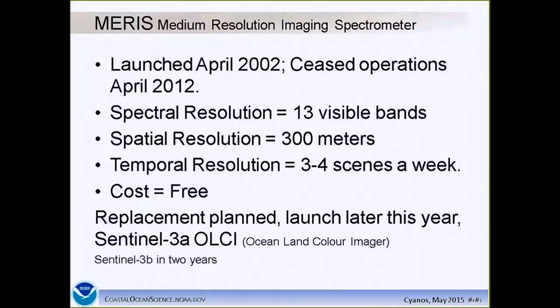MERIS was launched on ENVISAT in April 2002 and ceased operations in April 2012. Unfortunately, the European Space Agency lost communication with the satellite. It was one of these, no idea what happened. Could have been hit by a meteor. I just simply don't know.